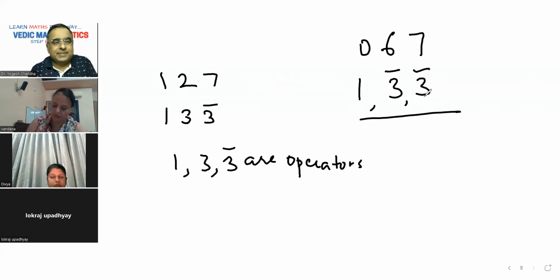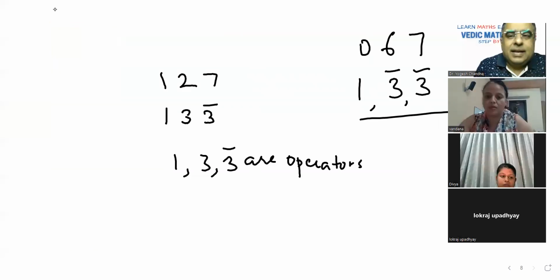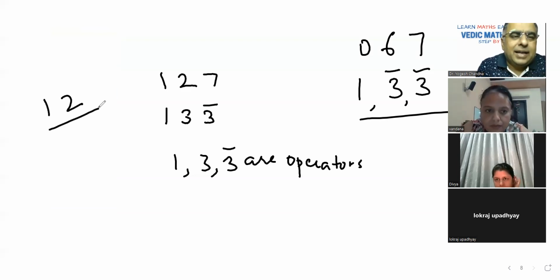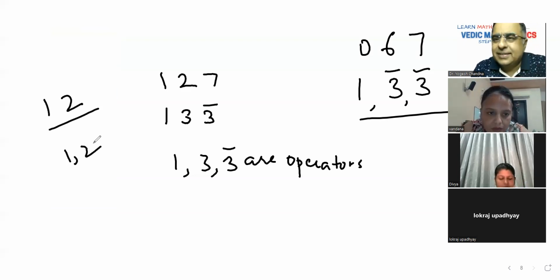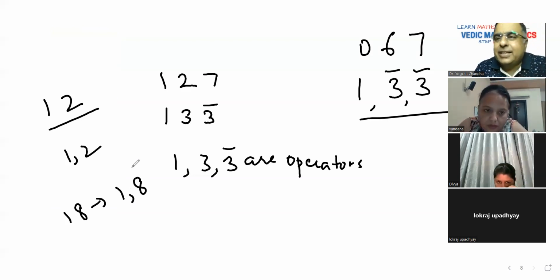Is it clear? Yes, sir. Okay. Now, Rabi, Lokraj, Divya, anyone? I couldn't understand in which condition the digit is an operator and in which condition the digits are not operators. If we have to write the table of 12, then 1 and 2 are operators. If we have to write the table of 18, then 1 and 8 are operators, but these cannot be said to be real operators. Why? Because here 8 is there, more than 5. Lokraj, can it not be converted to vinculum?